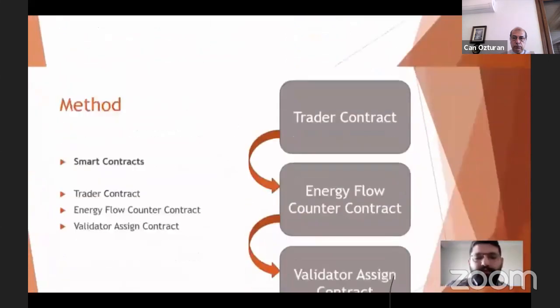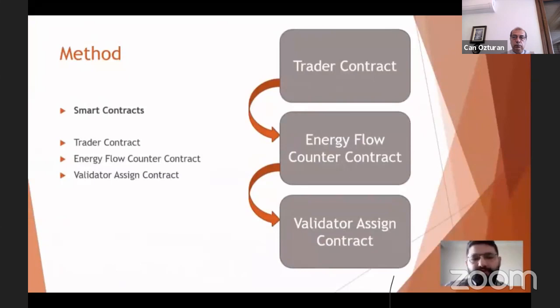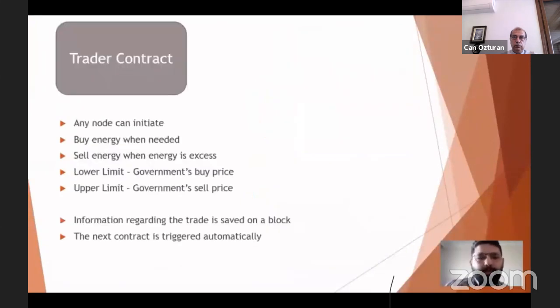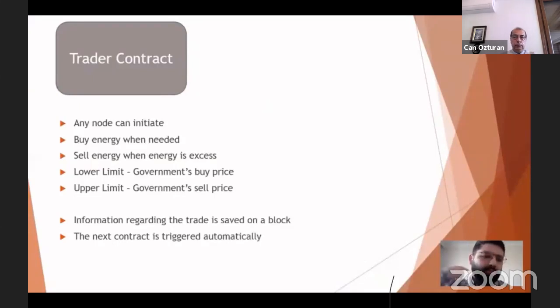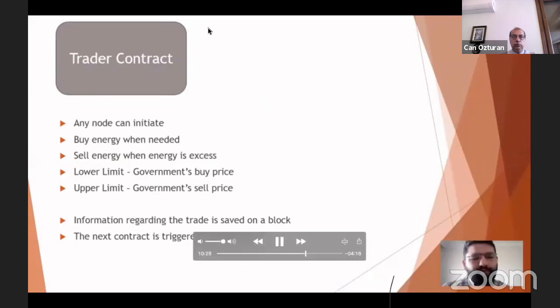The proof of green energy method uses three different smart contracts. The first contract works as a trader, and any node of the network can initiate this contract. This contract buys energy when the house needs it and sells energy when the renewable energy production is in excess. There is a lower limit for the price so that the revenue of the node is maximized.